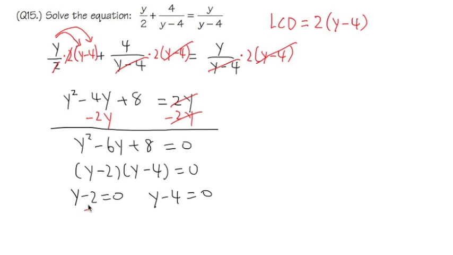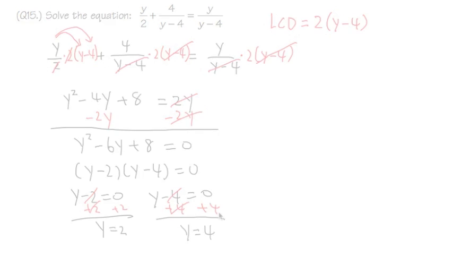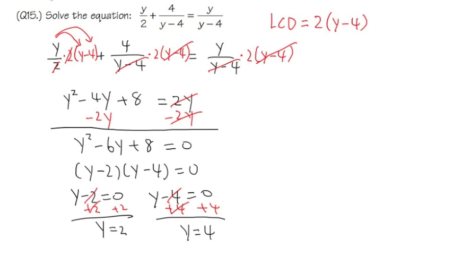I can add 2 on both sides, cancel this out, and I will end up with y is equal to 2 for the first part. And likewise for the second part, I will just have to add 4 here, cancel this out. I will end up with y is equal to 4. So far so good, alright?